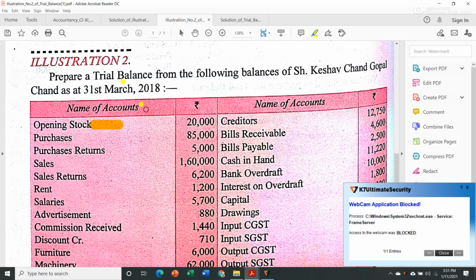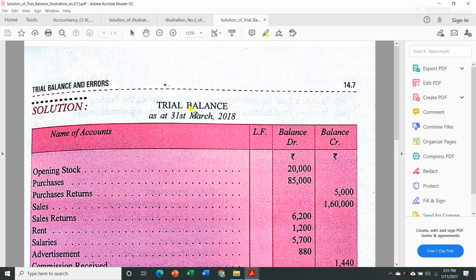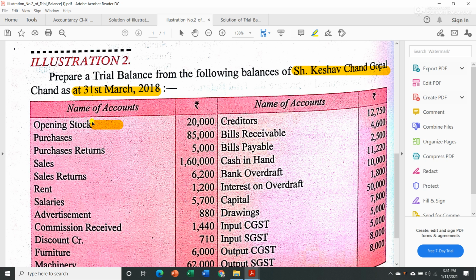Now the question is asking, prepare a trial balance from the following balances of SH Keshav Chand Gopal Chand as at 31st March 2018. You just have to copy these things at the top of your trial balance. You have to write trial balance as at 31st March 2018. Then next, let us come to the first item of our list.